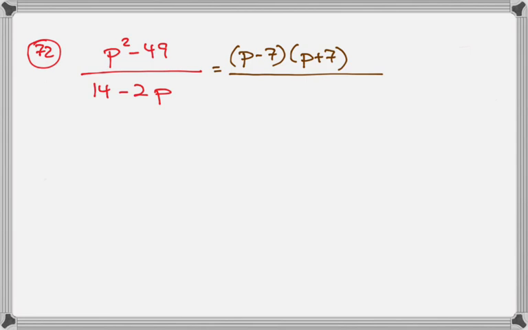How do you factor 14 minus 2p? GCF is 2. And that means you have a 7 minus p left. Now what? What can we reduce?